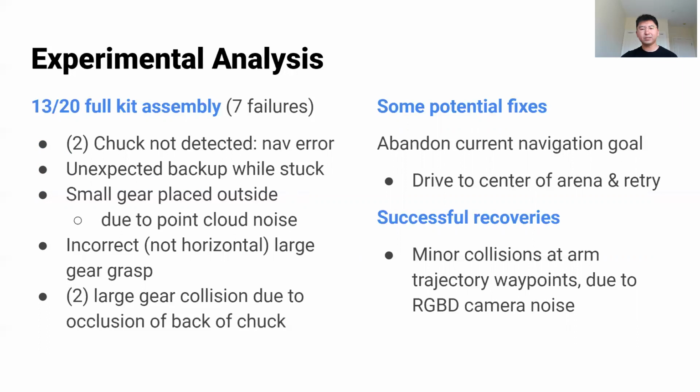To solve the navigation issue, the robot can drive to the center of the arena and retry. In fact, the robot recovers most of the time, such as from minor collisions due to the RGBD camera noise.